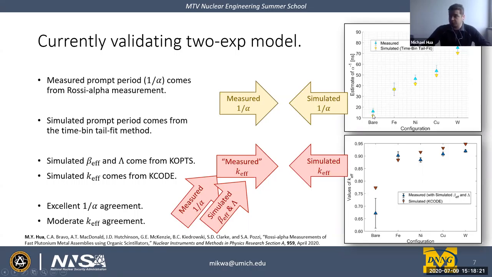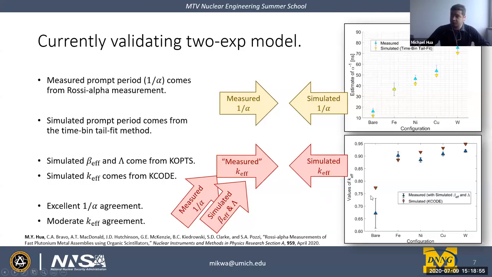So up arrows in blue are measured, down arrows in yellow are simulated. And by comparing these values, we are getting exactly the correct alpha. Tying it back to application, where we really want multiplication or k-effective, we simulate k-effective and we have high fidelity simulations for k-effective. And then we measure, so it's in quotes because we measured alpha and simulated beta effective and lambda in a separate simulation.